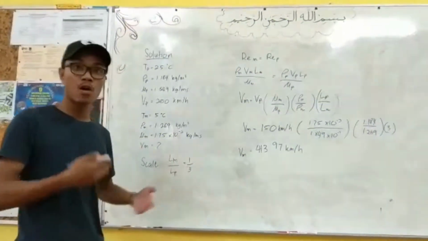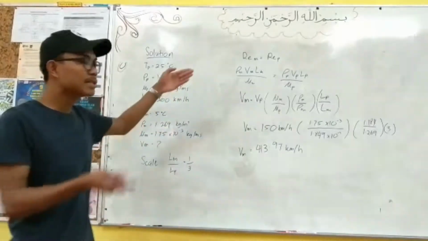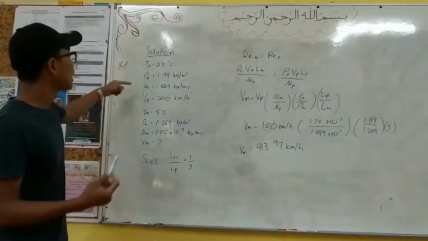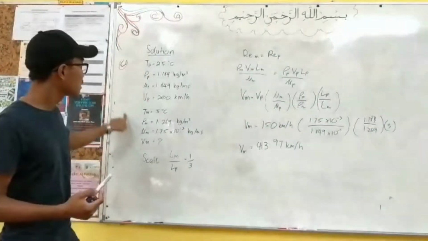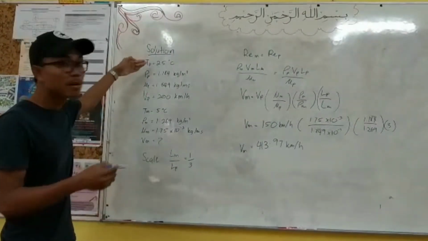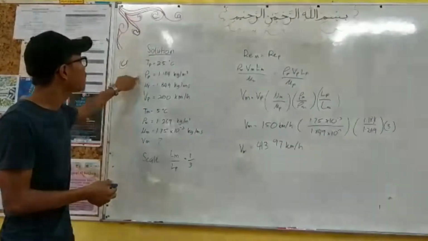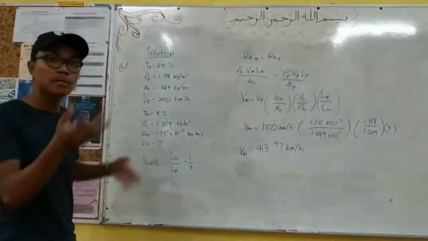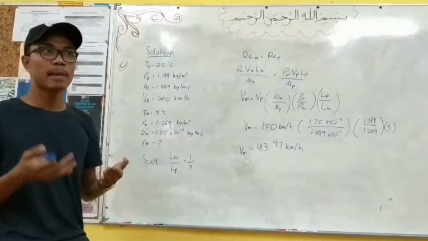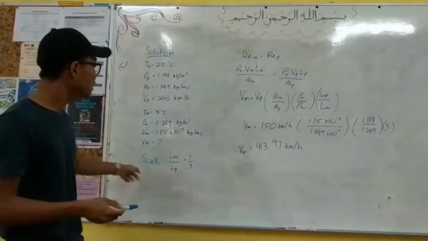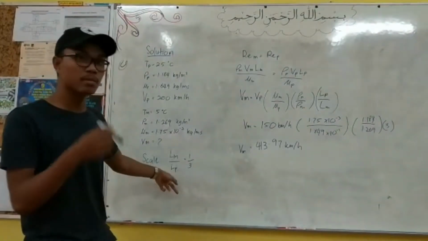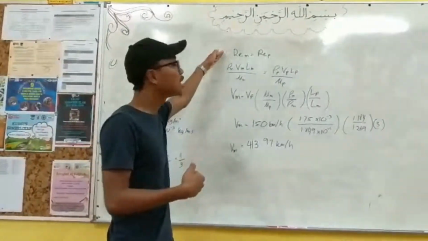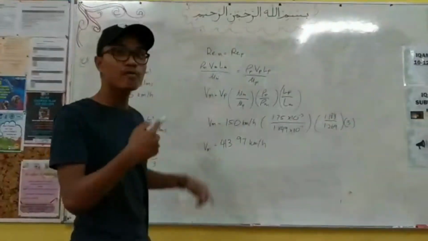For example, our group chose a train. The objective of the question is to find the velocity of the model. Given here is the temperature for both the prototype and the model. For the density and the dynamic viscosity, all of this can be obtained from Table 1 in the appendix. Given the scale is 1/3 model to prototype, we use the formula for Reynolds number, which is rho V L over mu.